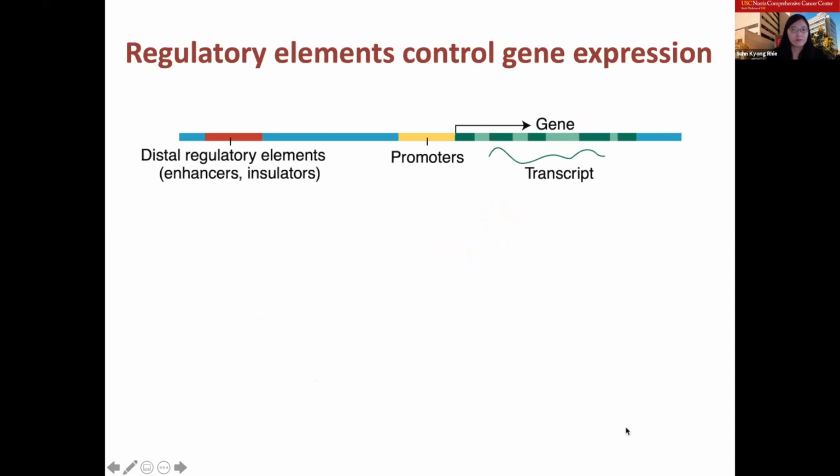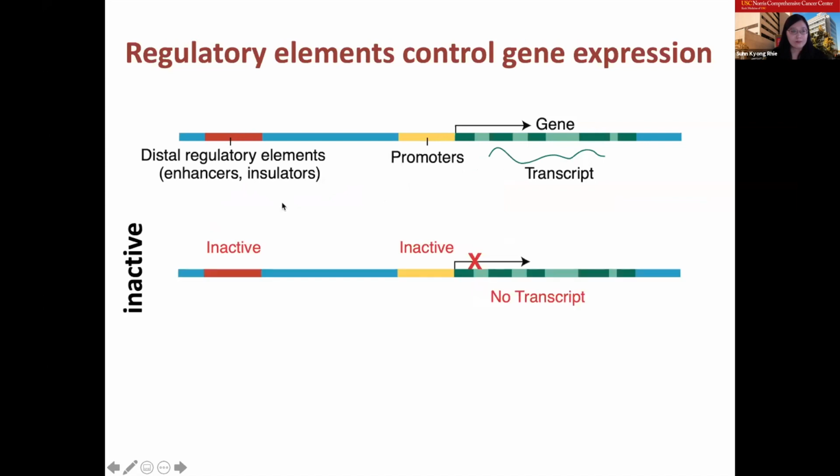Regulatory elements, what are regulatory elements? As you know, the most common regulatory element is the promoter, near transcription start sites. So regulatory elements are DNA regions that can change the expression of some genes. And promoters are known to be located right next to transcription start sites. However, regulatory elements such as enhancers and insulators are located far from those transcription start sites.